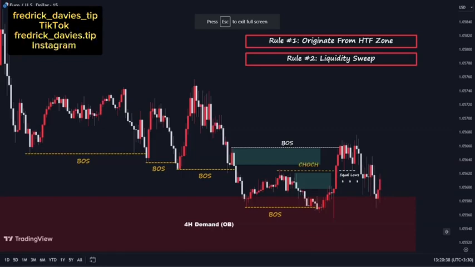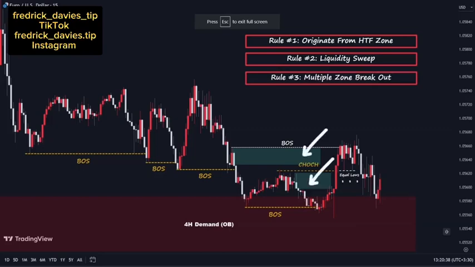The third criteria for a change of character pattern to be more effective with a higher chance of success is that the price should break and close below or above the two successive structures or zones along its path. Once again, we see that price has broken out two successive structures after mitigation of the 4-hour timeframe's demand zone. So guys, all the criteria needed to confirm a change of character as an effective one have been met here.